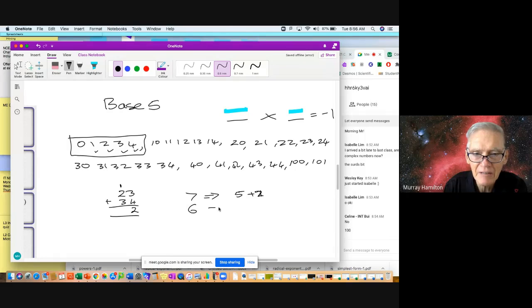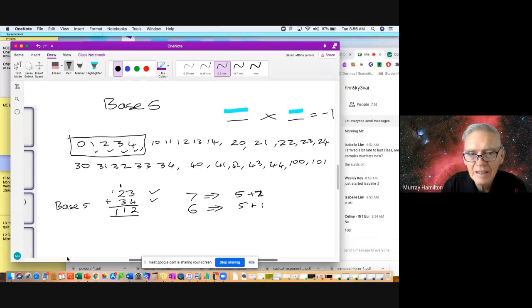I can't have a 6. 6 is made up of 5 plus 1. So I put 1 there and I add 1 there to the 0, and it's 112. So when you add 23 and 34 in base 5, it comes to 112.